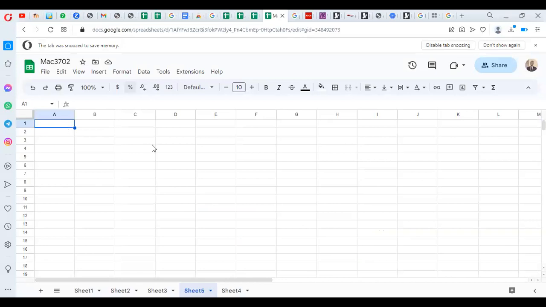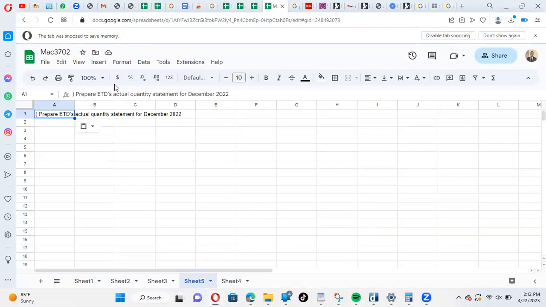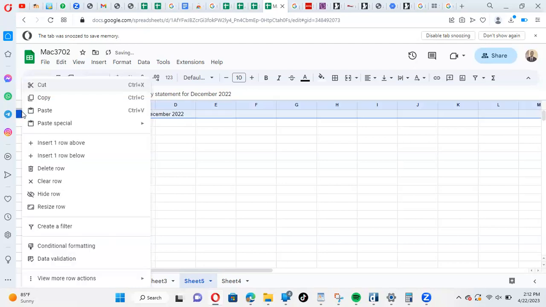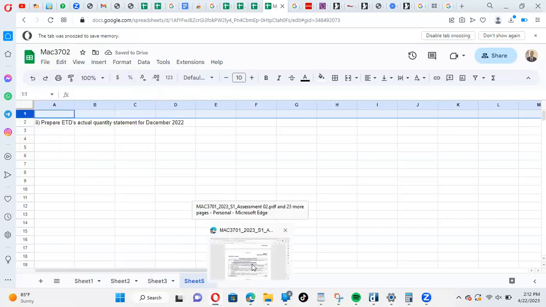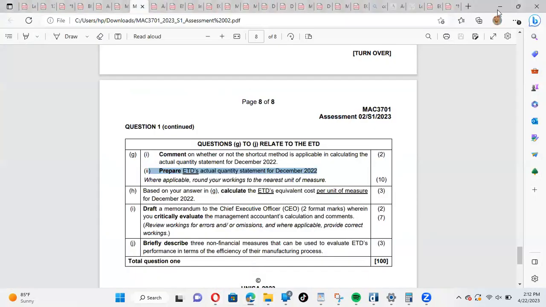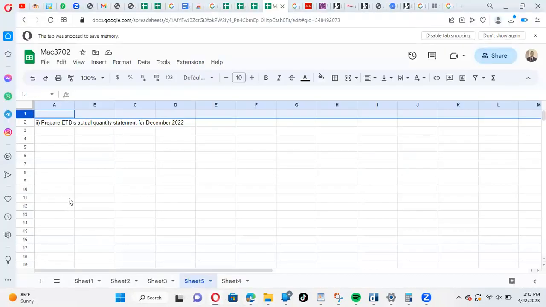Okay, maybe what I'm going to do is to share the screen this way, right? So we can be able to maneuver. Right, so we need to prepare the actual statement. So that is part G, right? Let's say so that people don't get confused, this is part G, required part G.